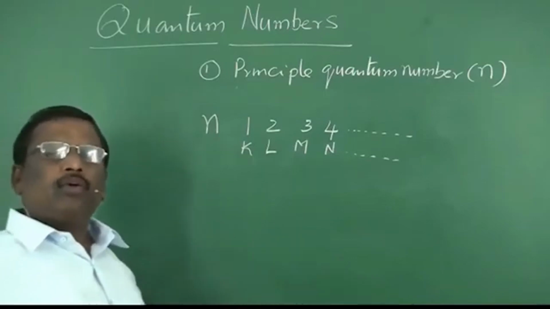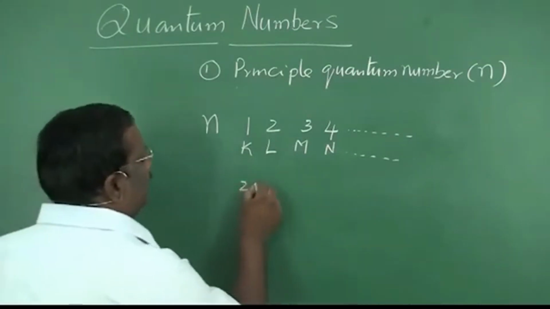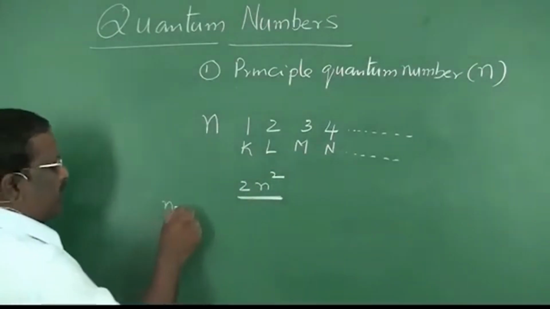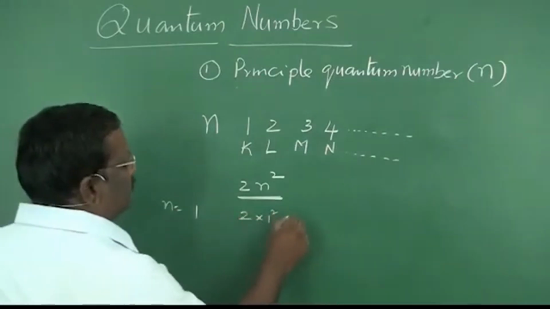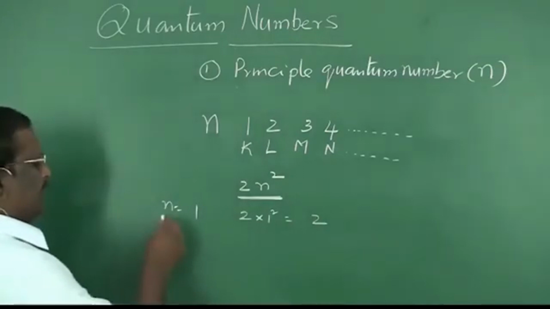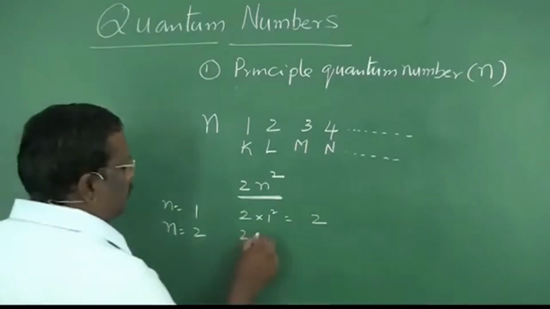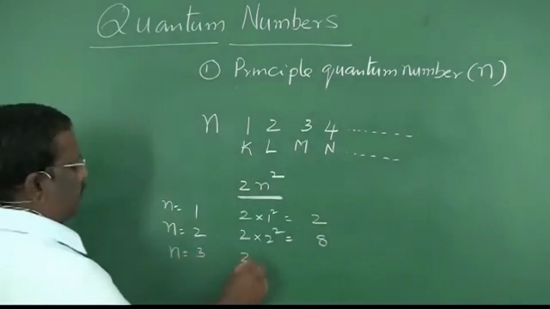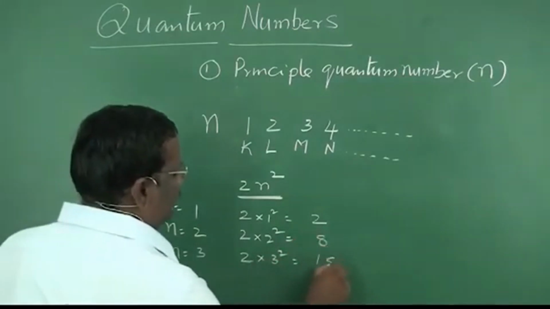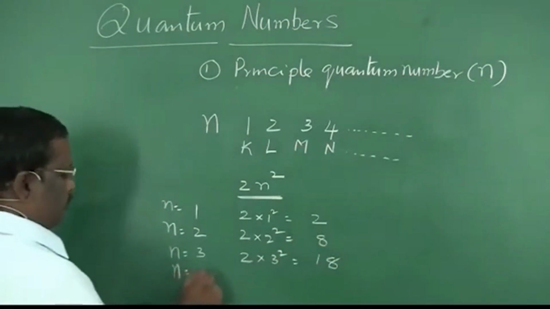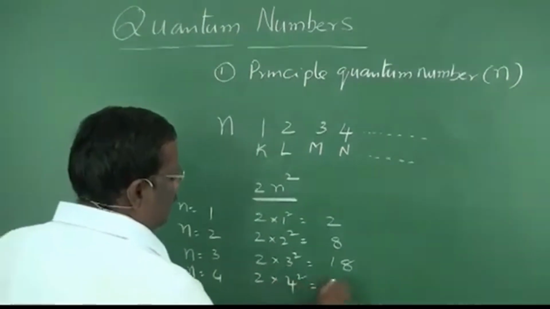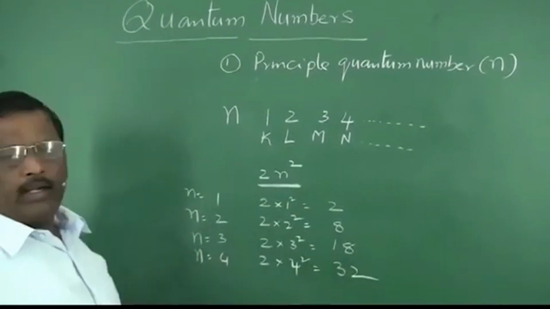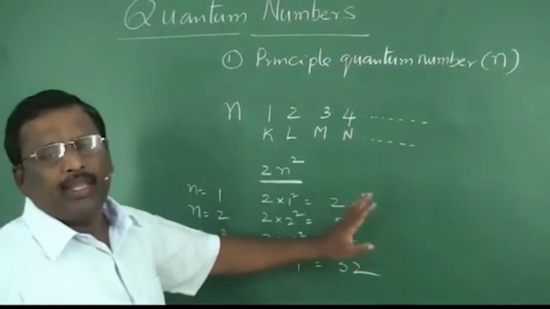That means the number of electrons that can be accommodated in any main energy level will be equal to 2n square. For example, first energy level, n equal to 1. It can accommodate 2 into 1 square, that is equal to 2 electrons. Second energy level, n equal to 2. It can accommodate 2 into 2 square, that is equal to 8 electrons. Third energy level, n equal to 3, 2 into 3 square, that is equal to 18. n equal to 4, it can accommodate 2 into 4 square, that is equal to 32. So these are the number of electrons that can be accommodated in a given main energy level.